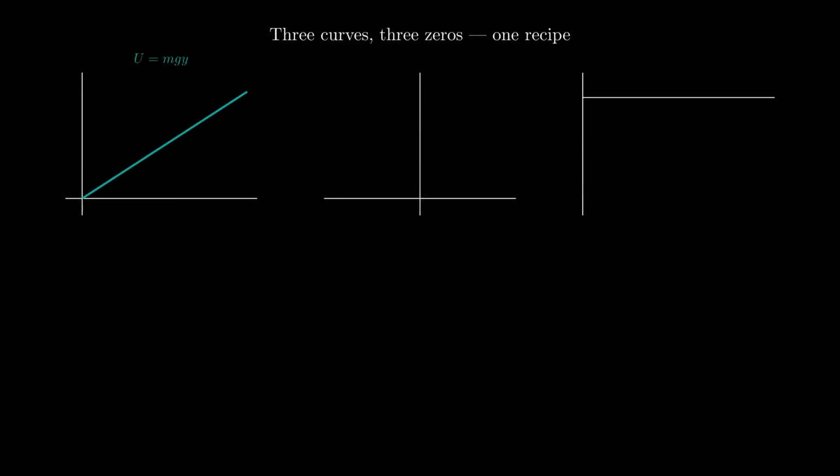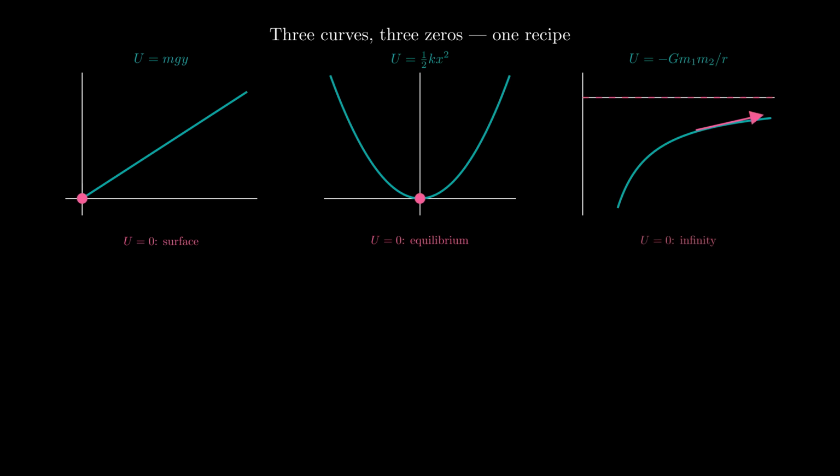Three curves carry the whole story. The line mgy crosses 0 at the surface. The parabola 1/2 kx squared touches 0 at equilibrium. The curve minus big G m1 m2 over r reaches 0 only at infinite separation.